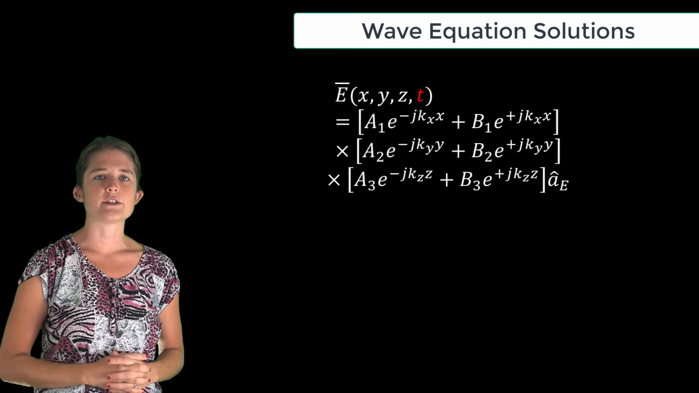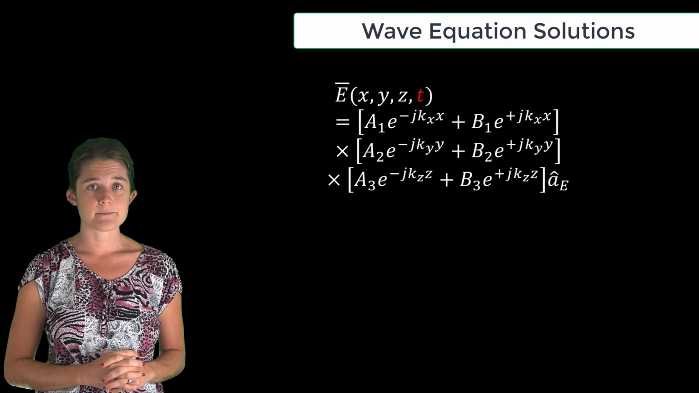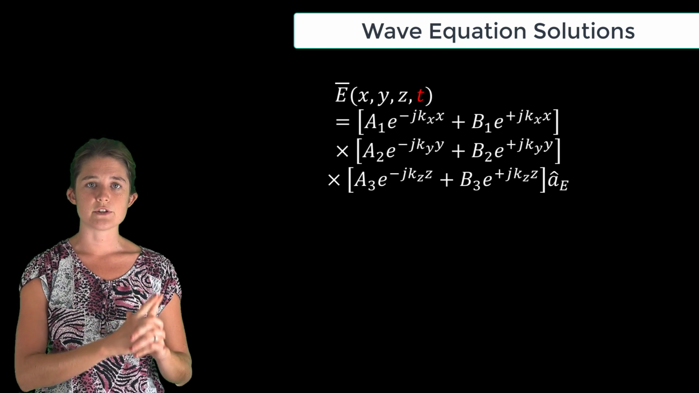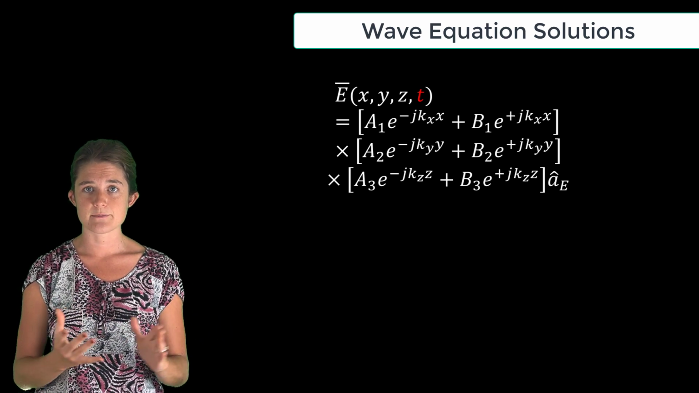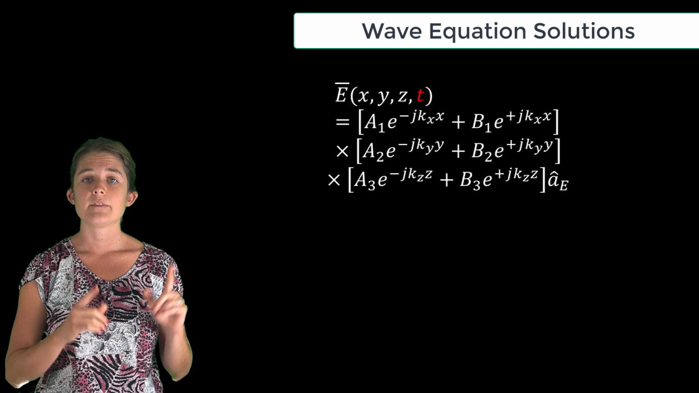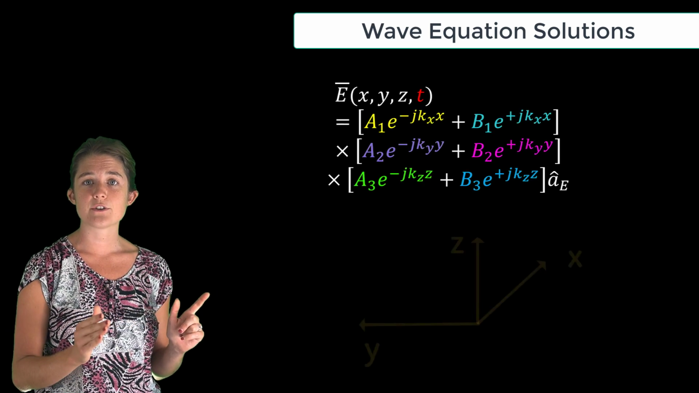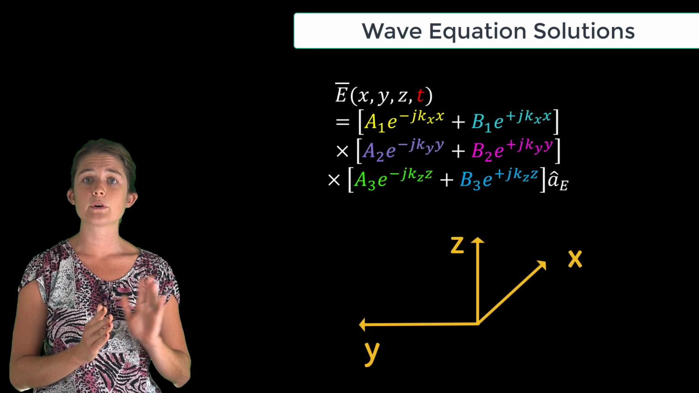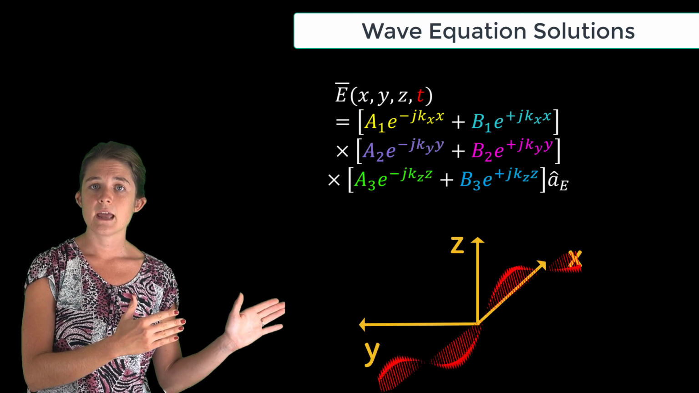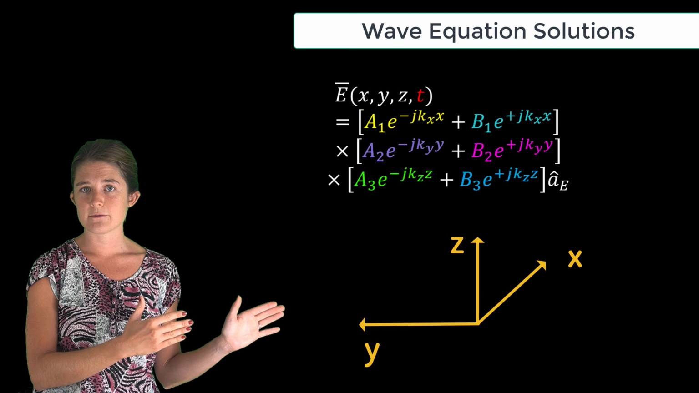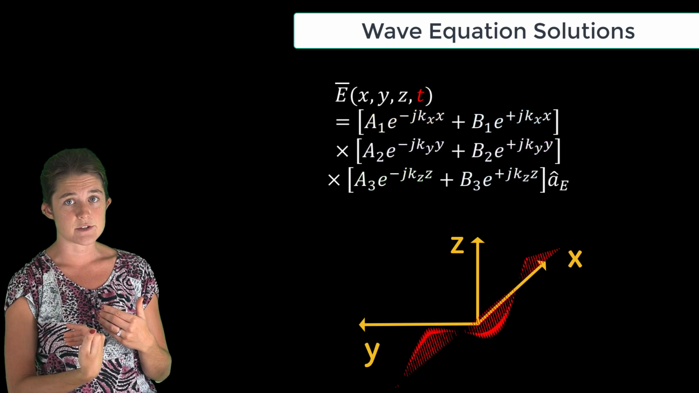So let's look at this equation and talk a little bit about what it means. This is the most general solution for an electric wave that has propagation in all three Cartesian directions, x, y, and z. There are 6 terms because for each direction there's the possibility of a forward propagating wave, traveling for instance in the positive x direction, and of a backward propagating wave, traveling perhaps in the negative x direction.